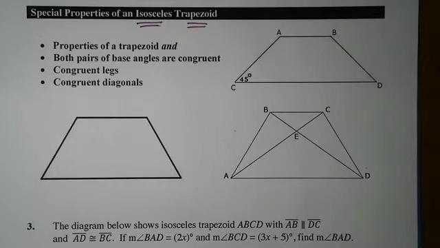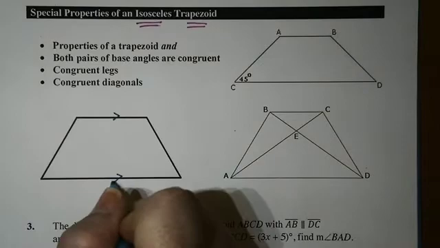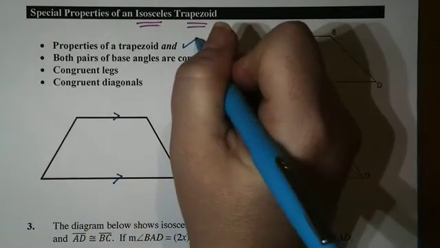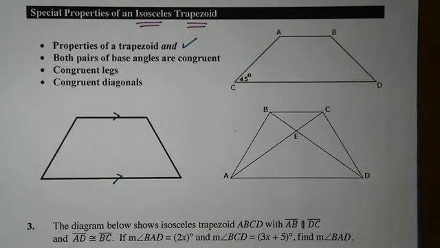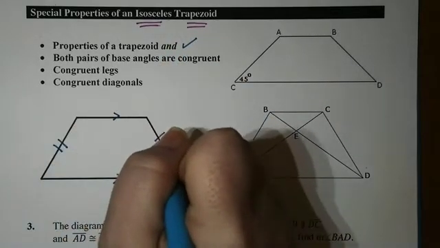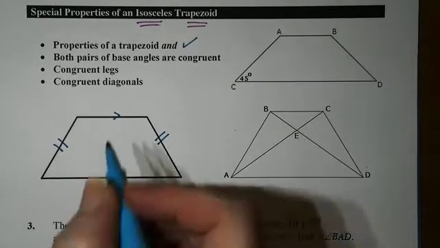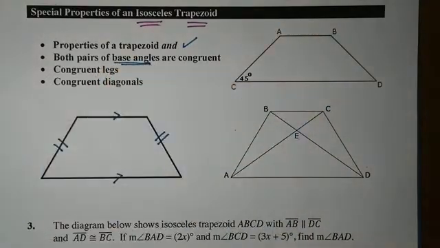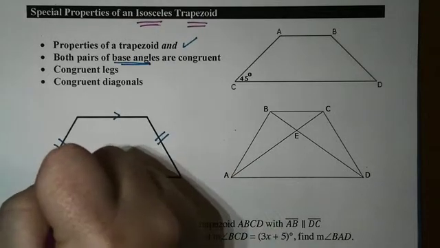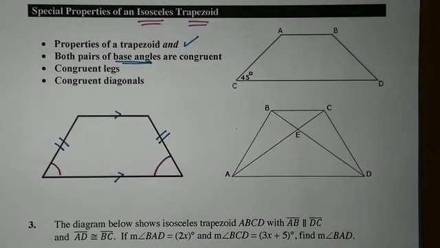All right, so properties of a normal trapezoid, meaning one pair of sides is parallel and one pair of sides is not. Now, here's the thing. If you have an isosceles trapezoid, the non-parallel sides are equal, and that makes it isosceles. But then, if two sides are equal, then the angles are equal as well. So these base angles of an isosceles trapezoid would be equal.